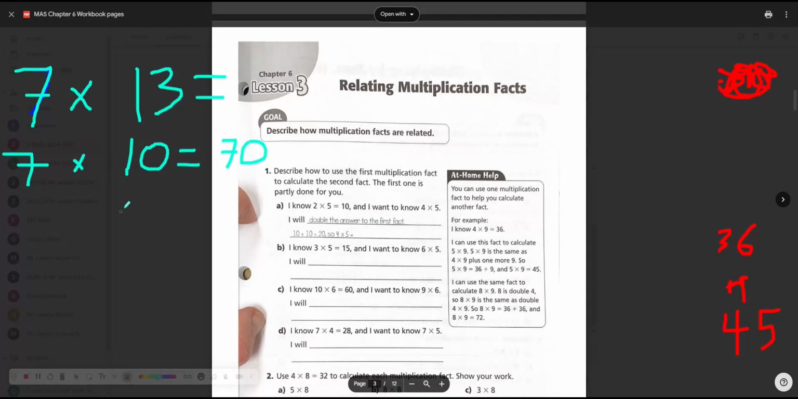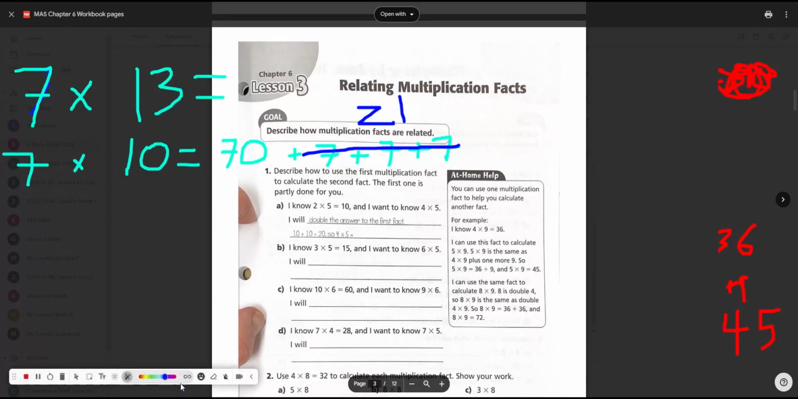All right. Well, then on top of that, I know I need 3 more groups of 7. So I could go plus 7, plus 7, plus 7, and go 70, 77, 84, 91. That works. Or I could do something different. I could recognize that 3 sevens is actually 21 and just go plus 21. 70 plus 21 is 91. Okay, that also works.